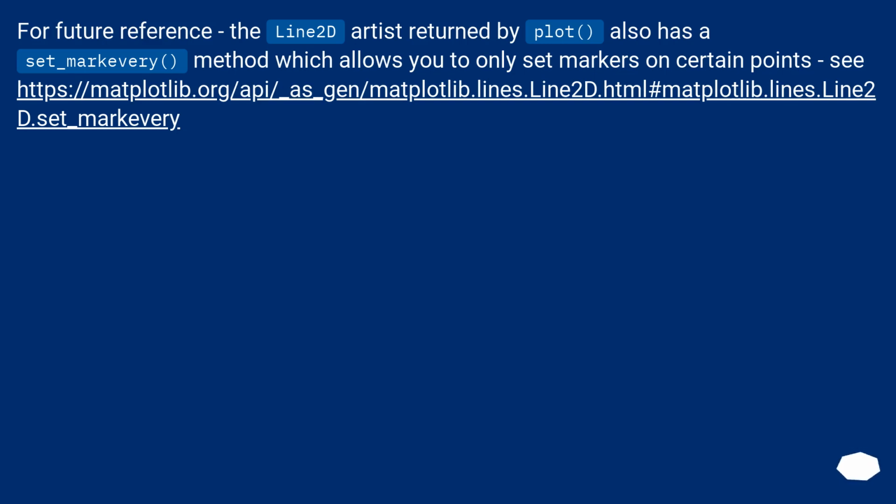For future reference, the Line2D artist returned by plot also has a set_markevery method which allows you to only set markers on certain points. See this URL.